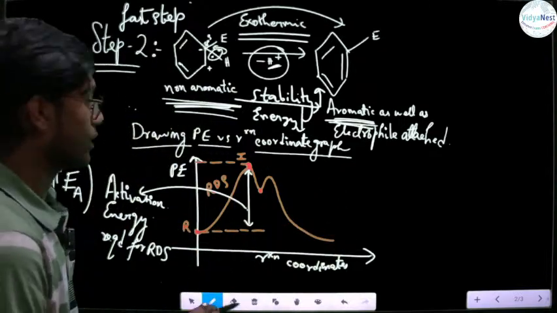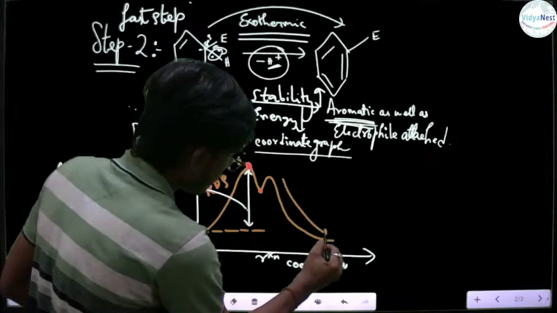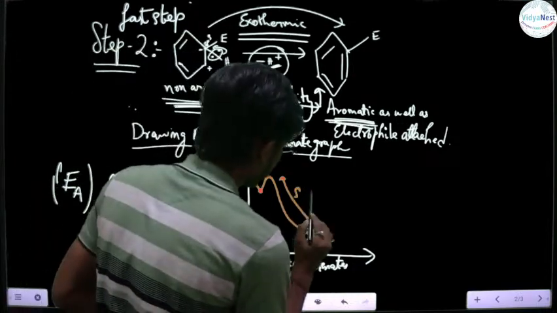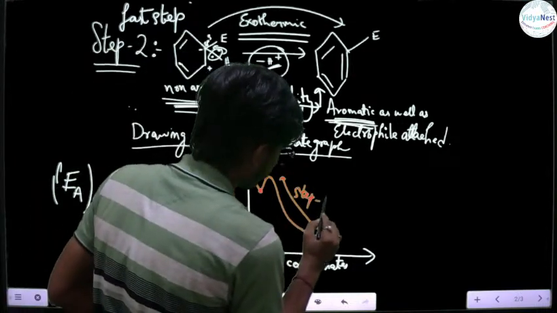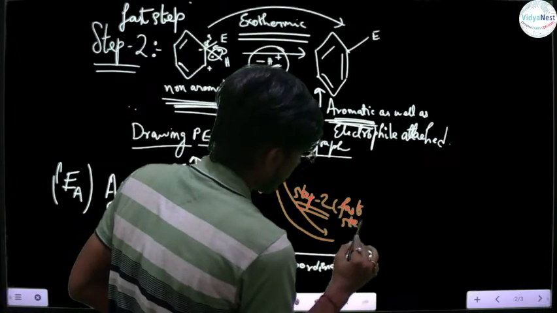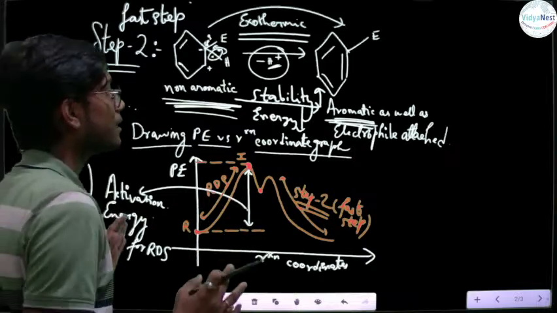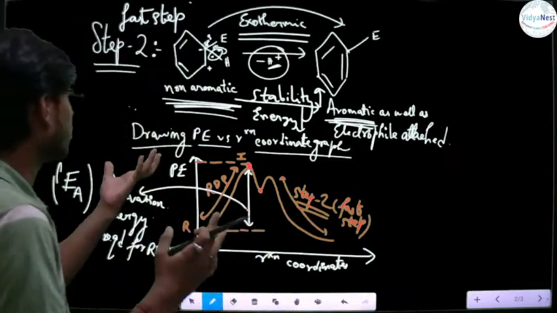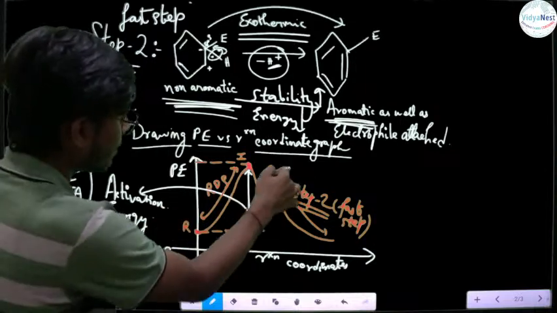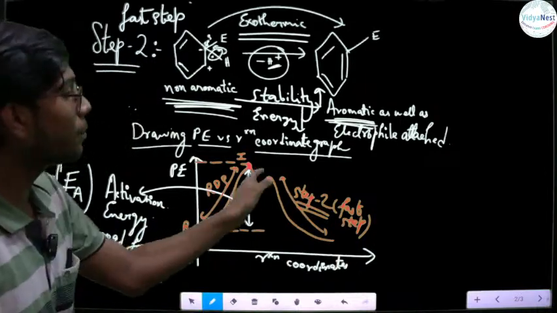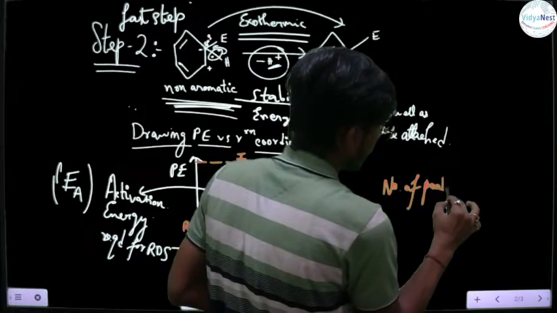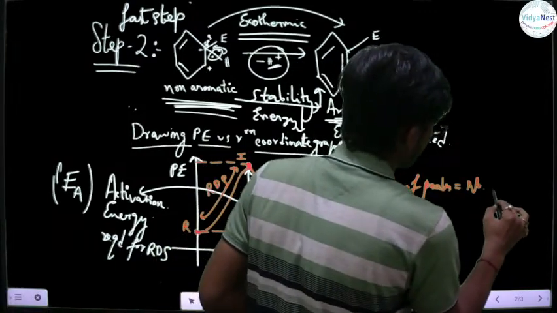That means if I have to draw the graph for the next step, the graph will look like this. Finally, it ends here. In this part, this was the RDS, step 1, and this was step 2, the fast step of this reaction. So this is how the potential energy versus reaction coordinate graph looks. We have two steps, first step and second step, so it's a two-step process. The number of peaks is equal to the number of stages or steps. We can write it over here.